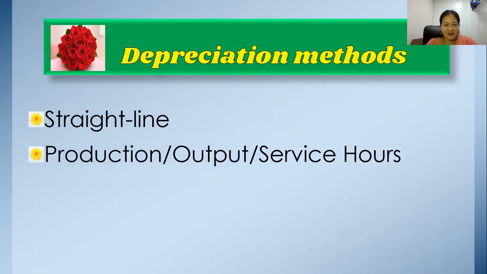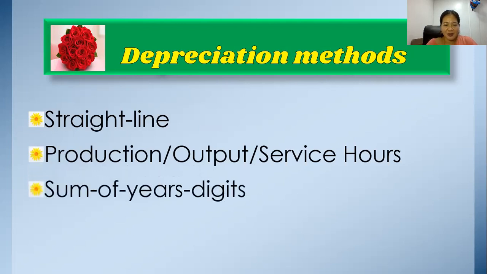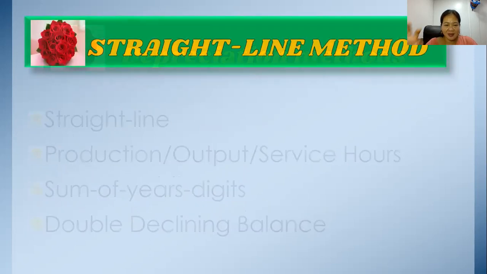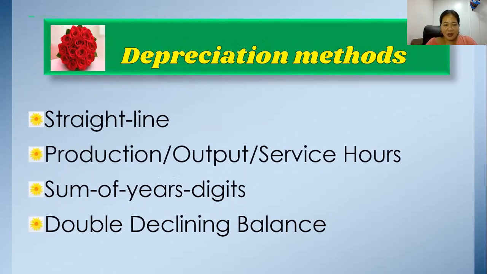Okay, depreciation methods. Actually, we have a lot of methods on how to compute for depreciation. We have straight line, production or output or service hours, sum of years digits, and double declining balance. But in our discussion, we will only focus on straight line, because in higher accounting you will be introduced to these different computations of depreciation.